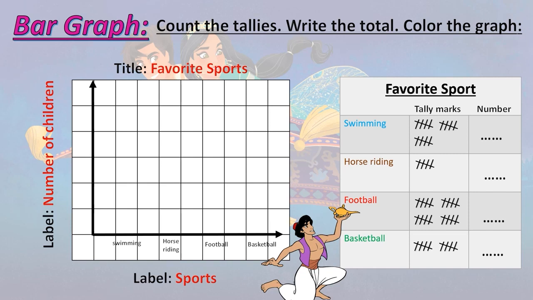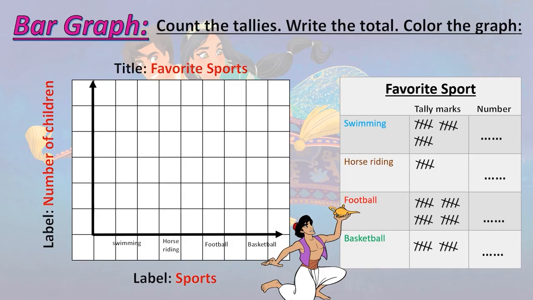In this exercise, we have our data table on the right side, which represents the favorite sport of some children. We have here swimming, horse riding, football, and basketball. In the next column, we have tally marks, which represent the number of children who prefer each sport. Remember from last year, using tally marks is a quick way to keep track of data.